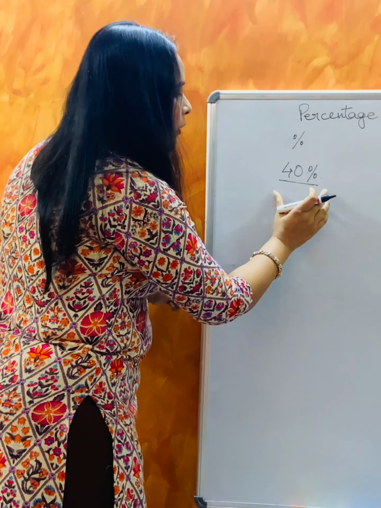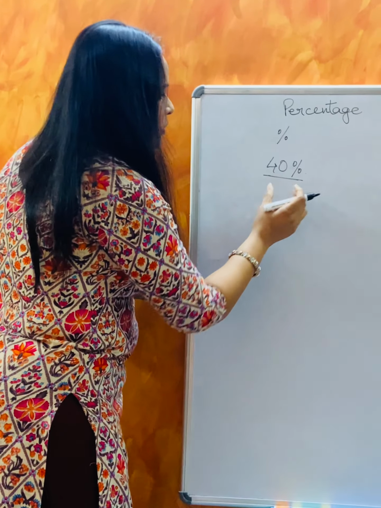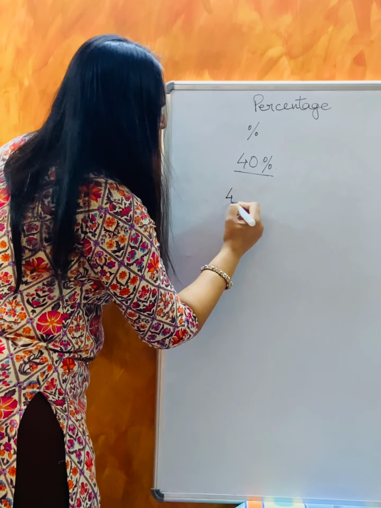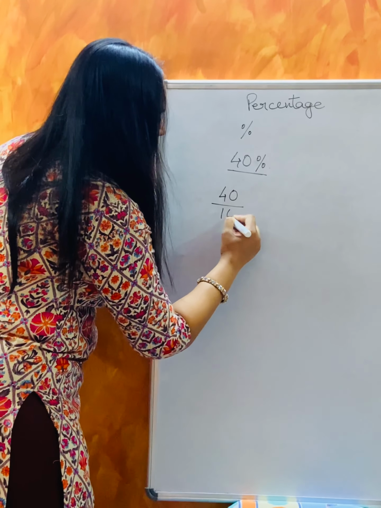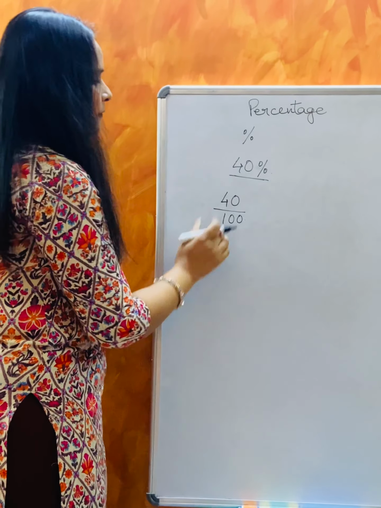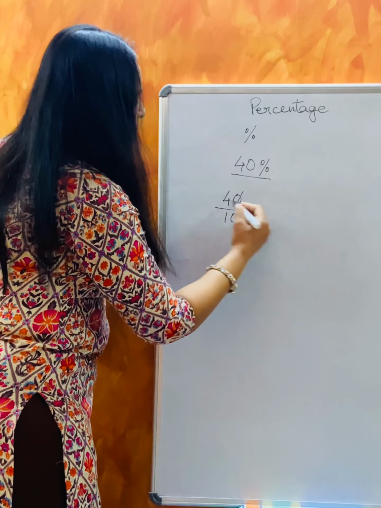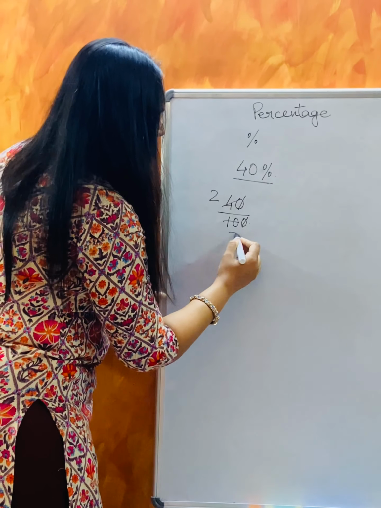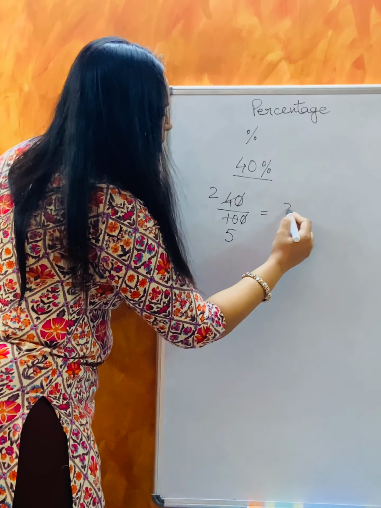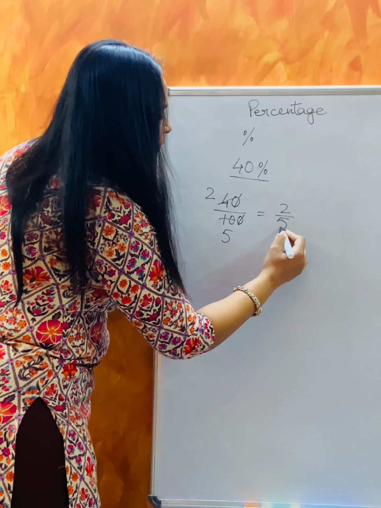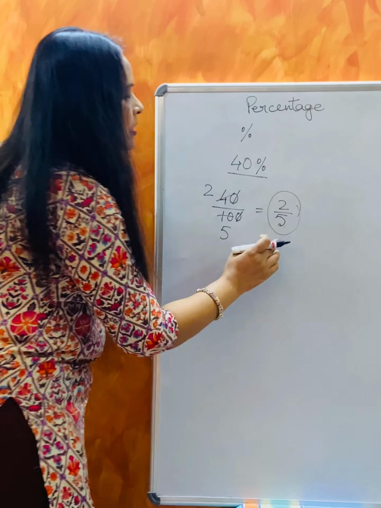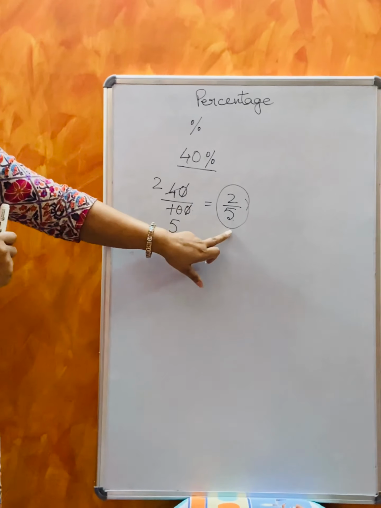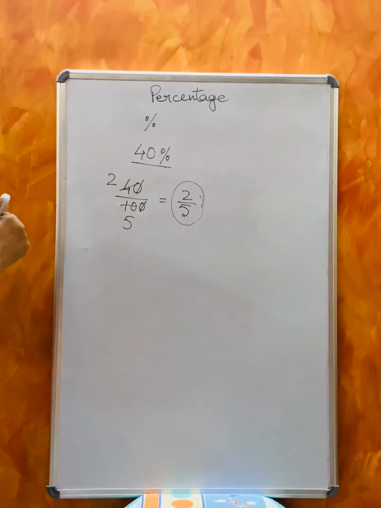So to convert 40% into a fraction, we simply divide by 100, meaning 40 divided by 100. Simplify the figure by cancelling out the zeros and dividing the remaining by 2. 2 2s are 4, 2 5s are 10. So it comes out to be 2 by 5. This is the simple conversion of 40% into a fraction.